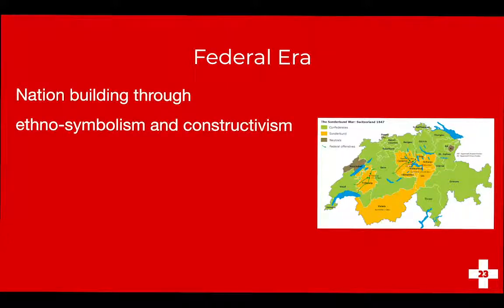And this is the period where they went through this great nation building process. I wrote a paper on this a couple years ago, on the ethno-symbolism and constructivism that they used. They took a lot of old ideas, like they found this old coat of arms from a long time ago and said, all right, let's make this the Swiss flag.